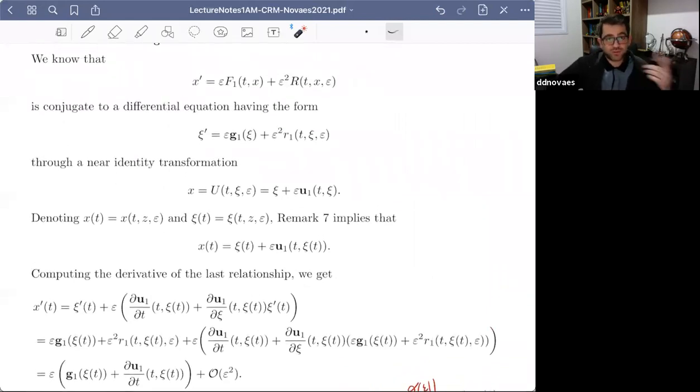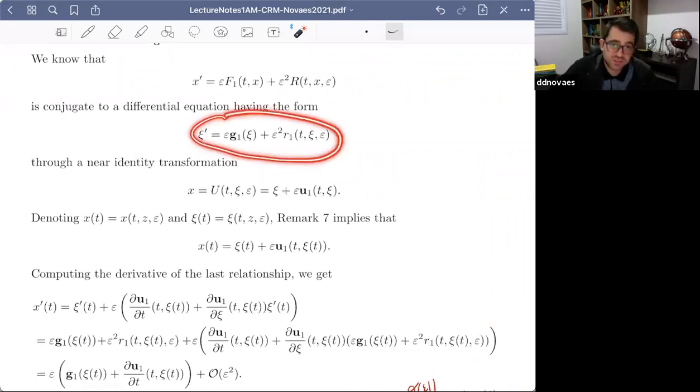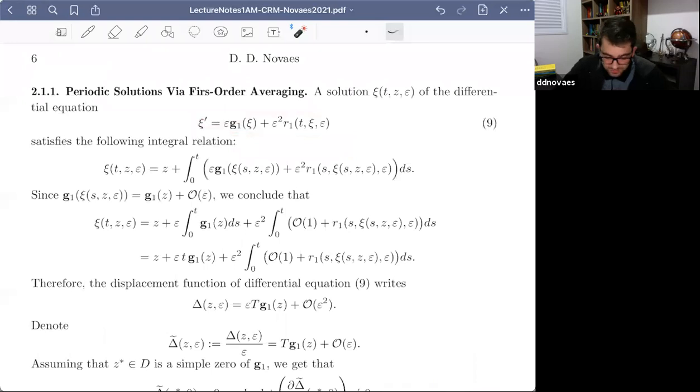Okay, so how can I use this information in order to investigate periodic solutions of this differential equation? By remark 7, we know that periodic solutions with a certain initial condition of this differential equation coincide with the initial condition. For the same initial condition, the solution of this differential equation will also be periodic. So what I'm going to do is to study the displacement function of this differential equation. That's what I'm going to do here. So we consider this differential equation.